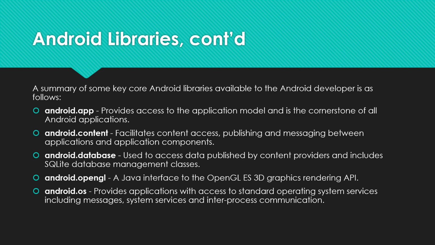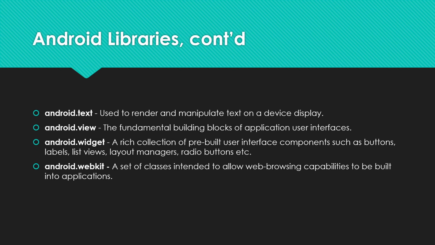But you might need this, especially when you're going to utilize those features and functionalities under any library. The next is the Android text. This library is very important because applications need text. So this is used to manipulate text and what is shown on the display. Okay? And then another one is the Android View library, which is also very important.